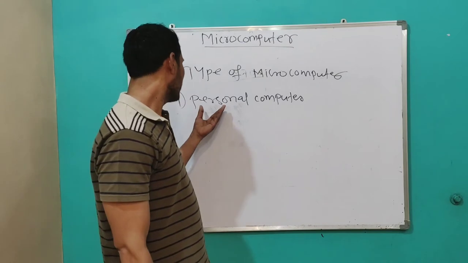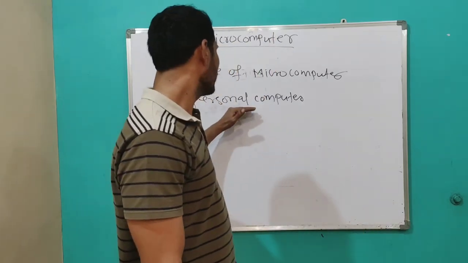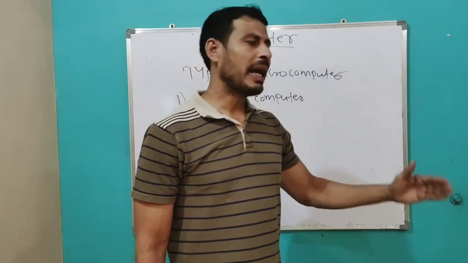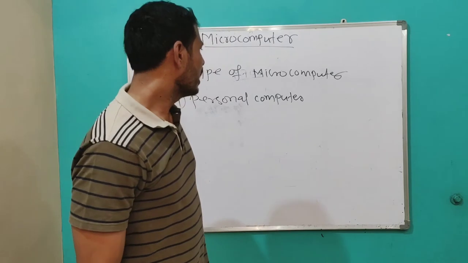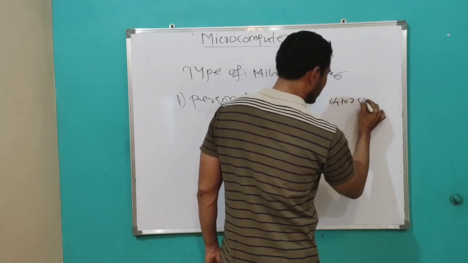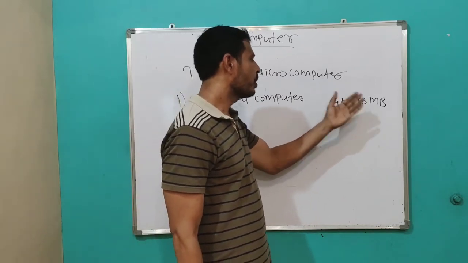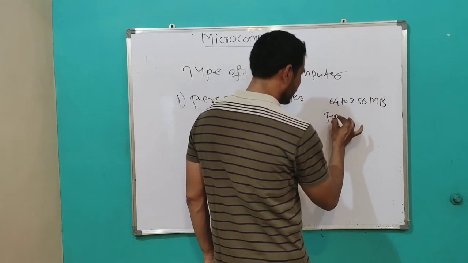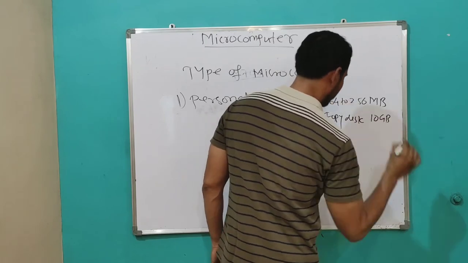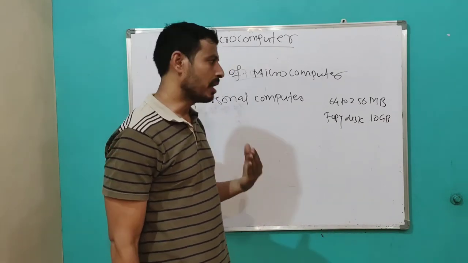This personal computer is a single user system, and it is generally used for legal recording, medical recording and personal applications. The system memory is about 64 to 256 MB, and the disk is about 10 GB. An example of a personal computer is the IBM personal computer.